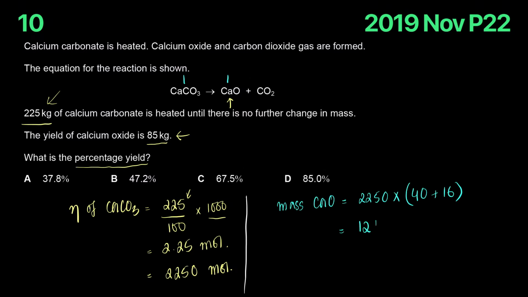Okay, this is 126000 grams, or 126 kilograms. Is that right? And we got 85, so the percentage is 85 divided by 126, multiply that by 100. 67.